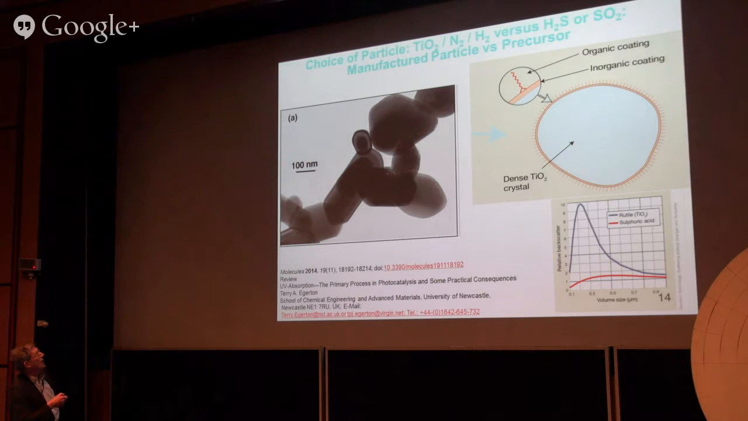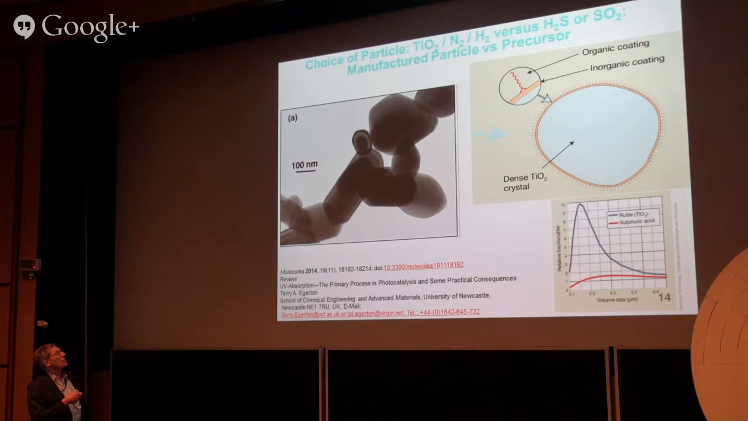Now, this is a micrograph of actually UV scattering TiO2. So this is 100 nanometers, 0.1 microns. So this stuff is a bit smaller than what we would use in the walls, and what indeed simulations both at Oxford and in the northeast of England have shown to be good. What you're seeing here is a crystallite, dense TiO2, and you're putting on a layer.